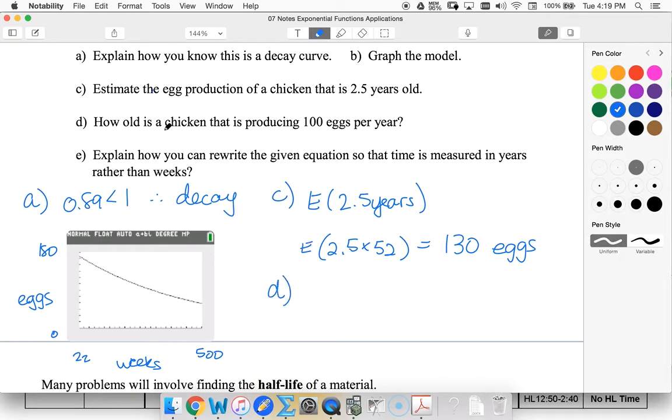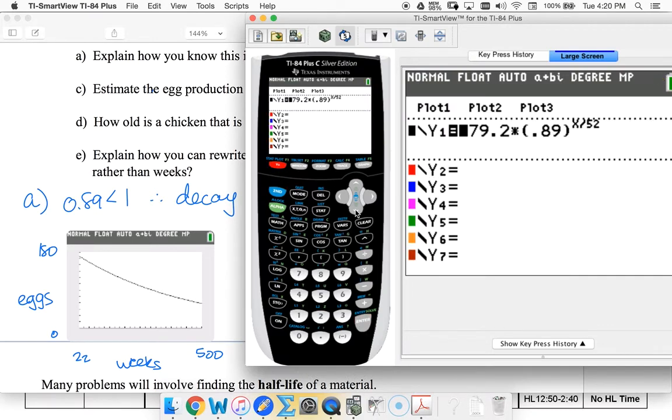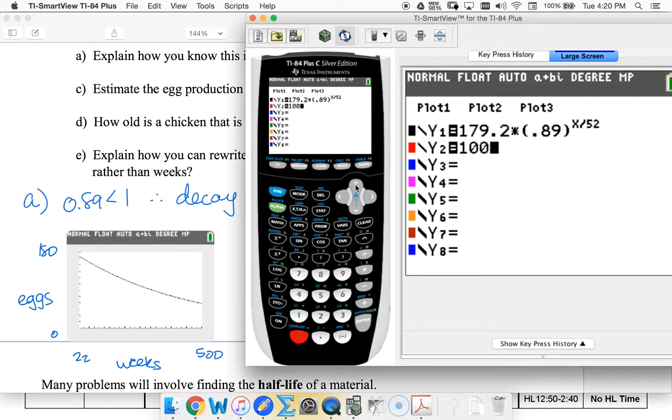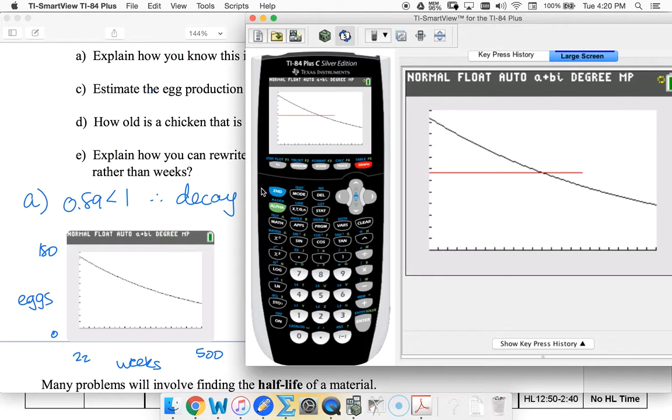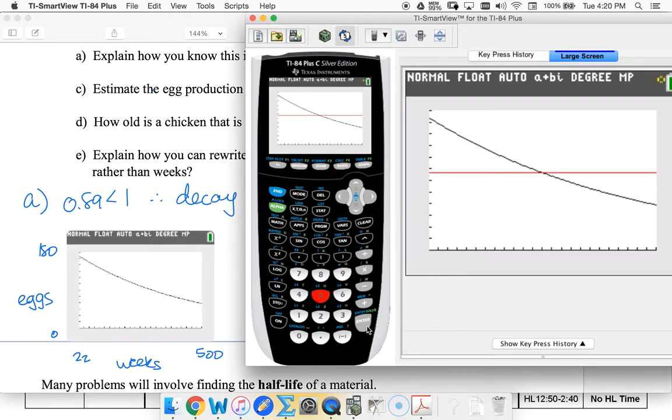All right, I want to know how old is a chicken that produces 100 eggs per year? So that's a Y value of 100, so it's going to be further down here. I'm going to add in Y equals 100 and look for the point of intersection. All right, so that looks like it happens somewhere around here. I'm counting by 20s, so around 240 it looks like. And I want to know that because if I hit my second calc and now intersect, equation 1, equation 2, oh, and look, it's super close already, so I'm just going to go ahead with that guess.